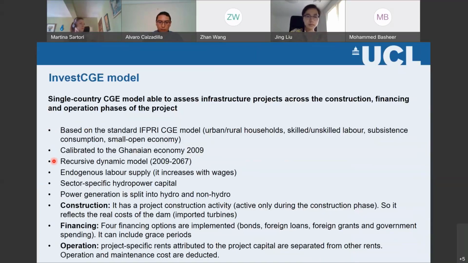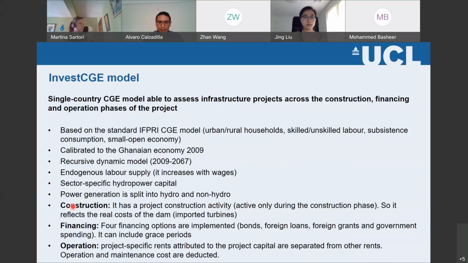So we ran the model from the year in which the Buoy Dam started the construction, 2009, and we basically ran this until 2065. We have an endogenous labor supply because we want to know the impacts on employment. We also have a sector-specific hydropower capital, which helps us to link this with the biophysical system model. And we also have a split on power generation, where we consider hydro and non-hydro power.